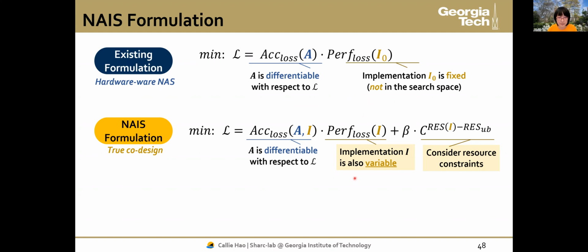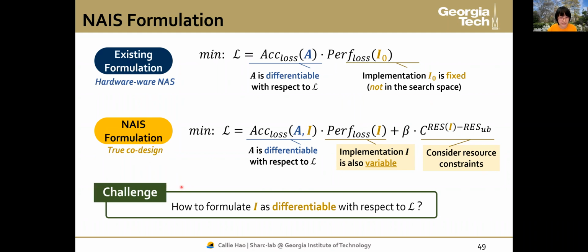And then this is the formulation for the second type. Here in the performance loss, this implementation variable I is also a variable, it can be searched. So this I has an impact on the performance, and of course it also has an impact on the accuracy, for example, the quantization bit width. And finally, we have a resource constraint. If I have a larger device or a smaller device, the constraint will be different. Okay, so this is the difference between the true co-design formulation and the hardware-aware NAS formulation.